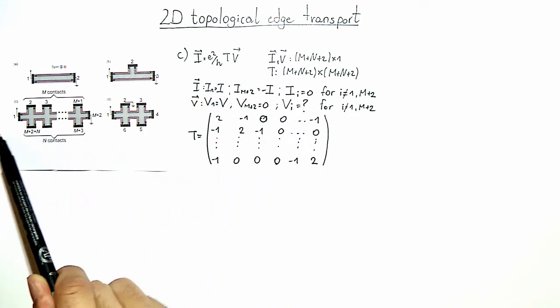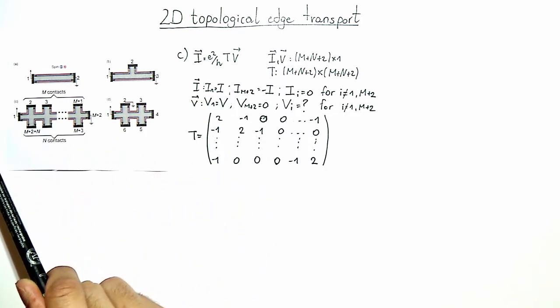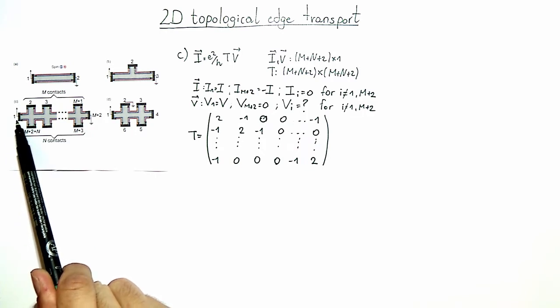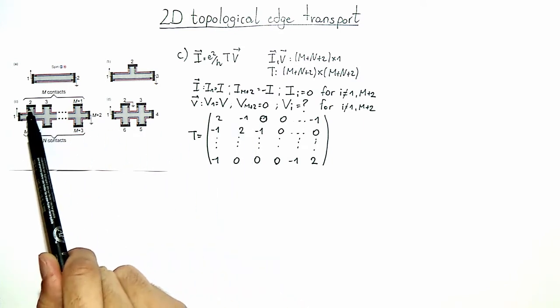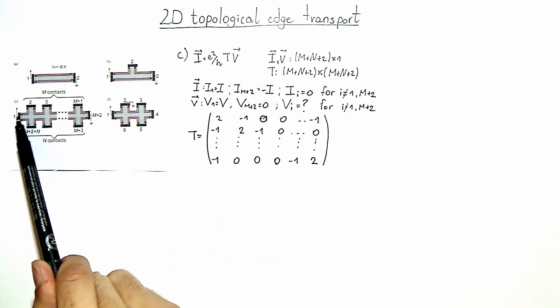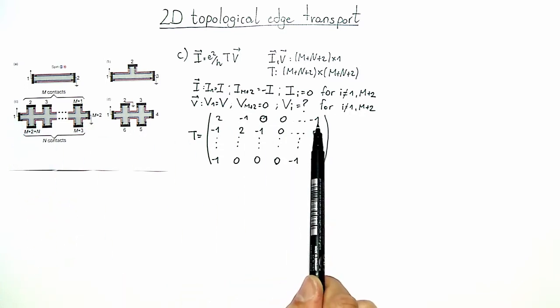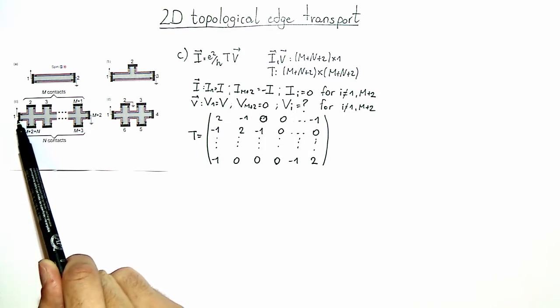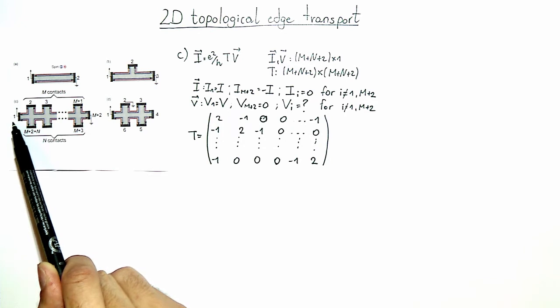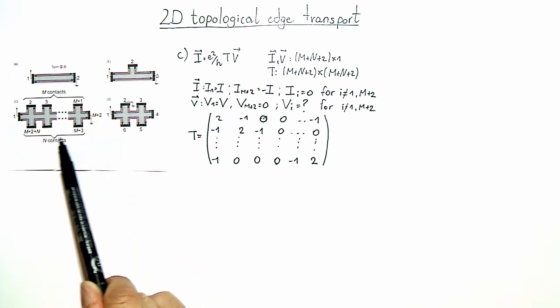So here, for example, if we consider, let's say, this contact 1, then T21, which is this entry here, is 1, since there is one edge channel going from contact 2 to 1. And similarly, the last entry here, which is T1,m plus 2 plus n, is also 1 or minus 1, because there is one edge channel going from this contact, the last contact, into contact 1. This is the last contact and this is the first one, so we're counting the contacts or the indices in a clockwise direction.